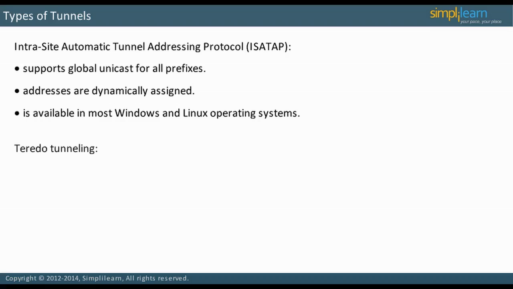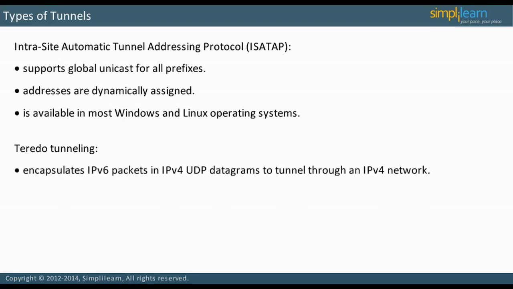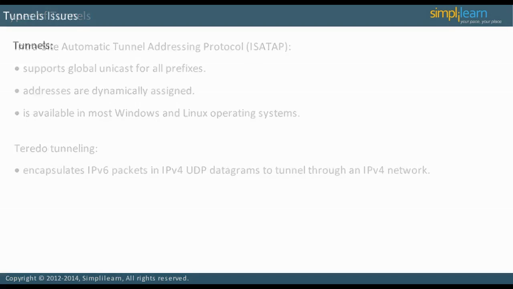Another type of tunneling is Teredo tunneling. This encapsulates IPv6 packets in IPv4 UDP datagrams to tunnel through an IPv4 network. We have discussed different types of tunnels. Let us discuss its issues in the next slide.